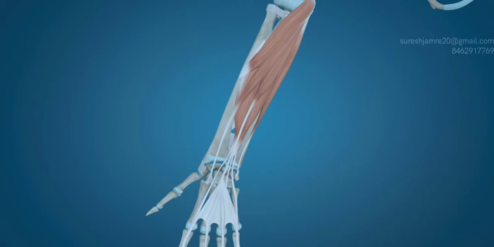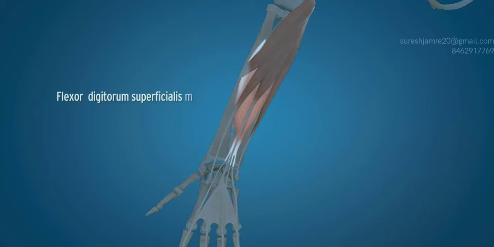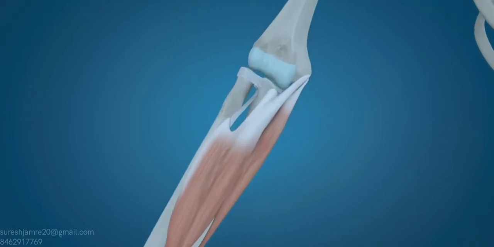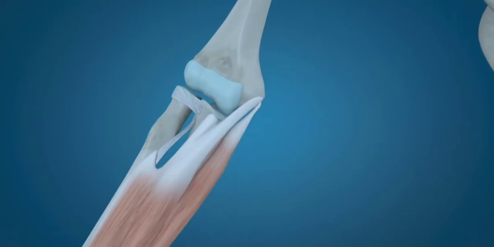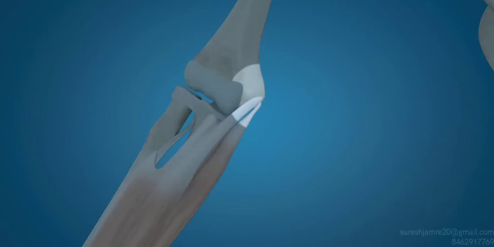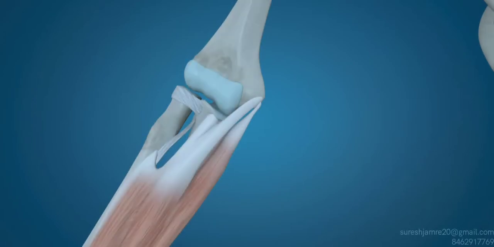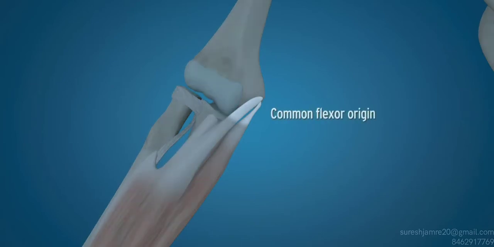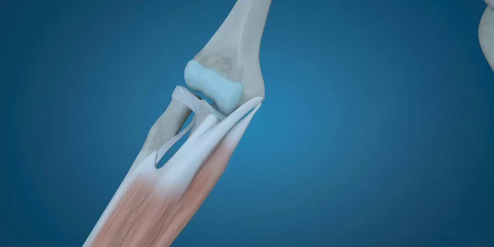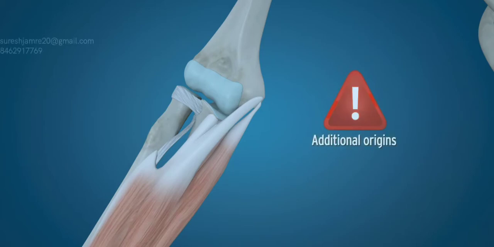Do remember that the flexor digitorum superficialis muscle is present between the superficial and deep group. Hence, some refer to it as intermediate group. All these superficial flexor muscles have a common origin from anterior aspect of the medial epicondyle of the humerus. This is known as common flexor origin. Some muscles, however, have additional origins which will be described in detail.